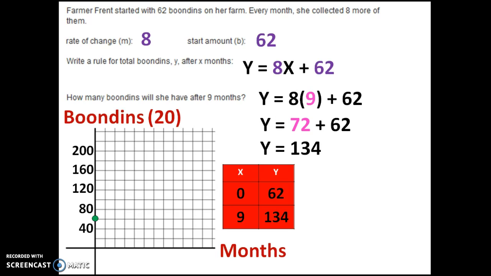Again, we're going to graph 0, 62, and then we're going to graph 9, 134, and then our ray goes through them. So this is how we graph for these problems. And again, we have a ray.